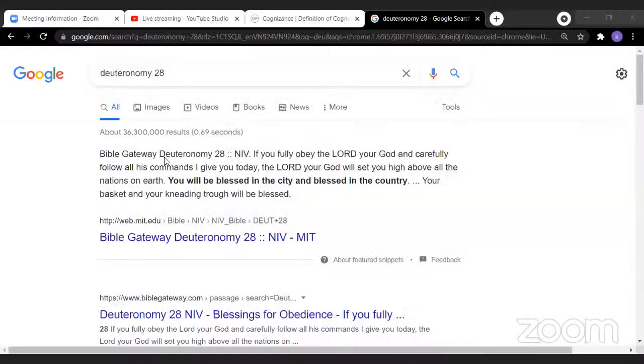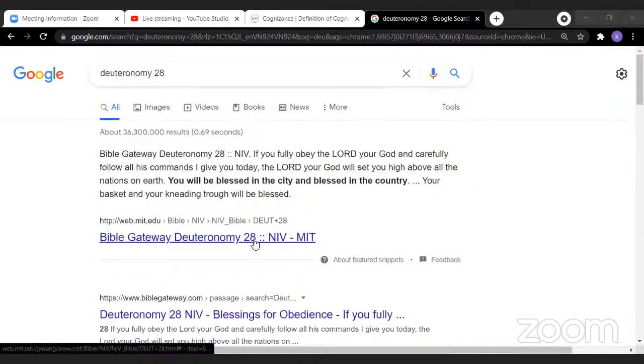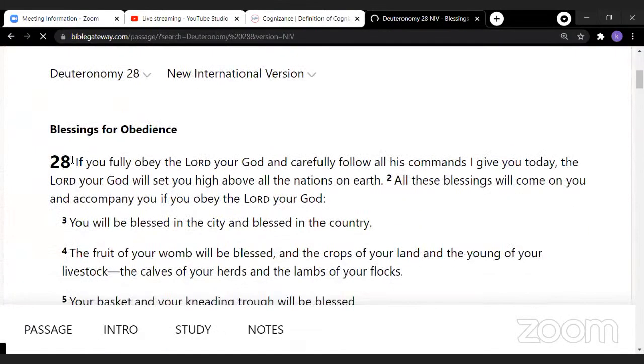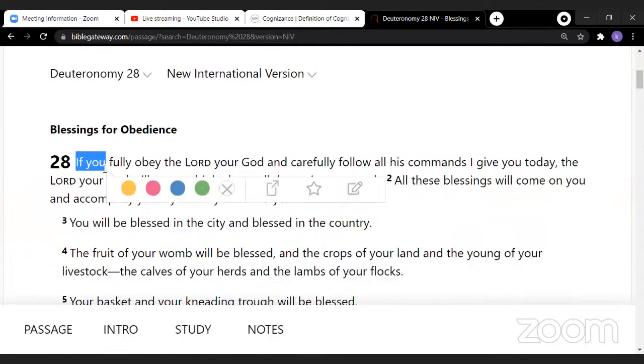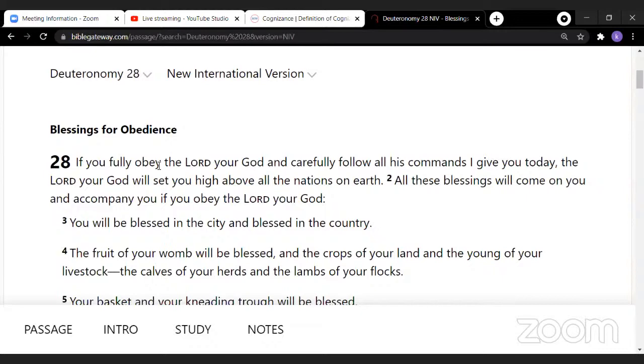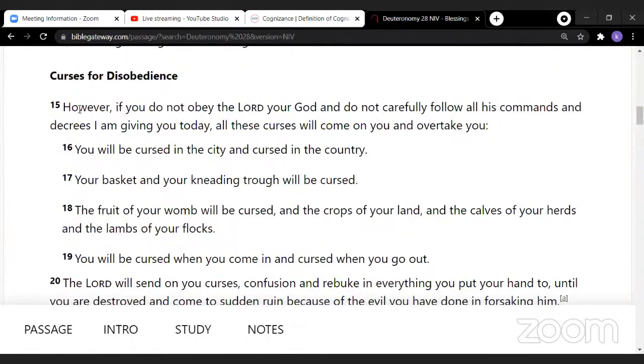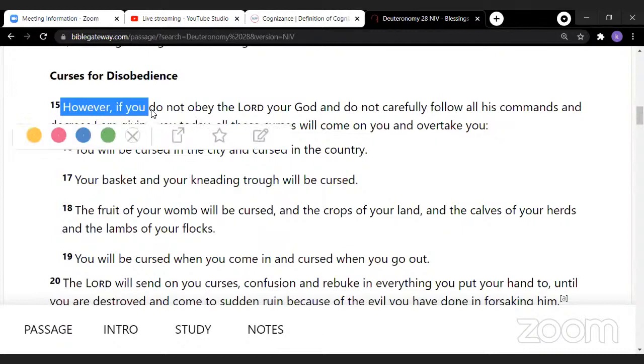So in answer to your question, let's look at Deuteronomy chapter 28 and then chapter 30. See, it's a personal choice, right? So this is the terms of the contract, Deuteronomy 28. If you fully obey, that means you have a choice, right? Verse 15, the curses. However, if you, see, they have a choice.